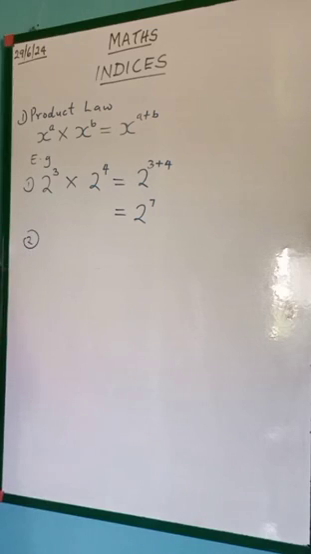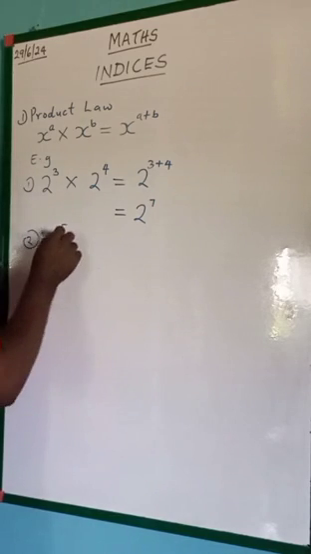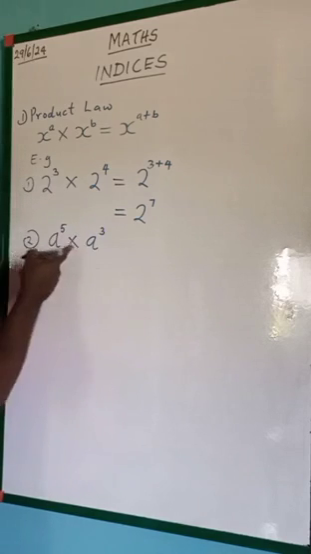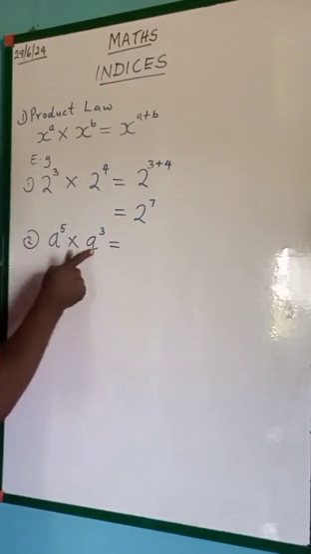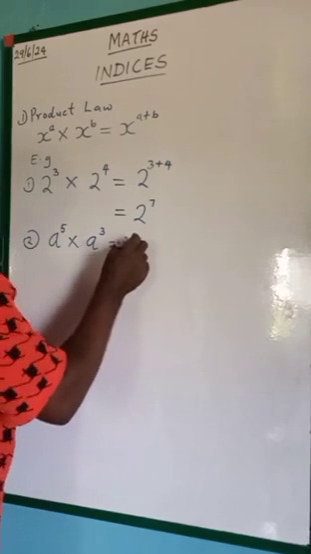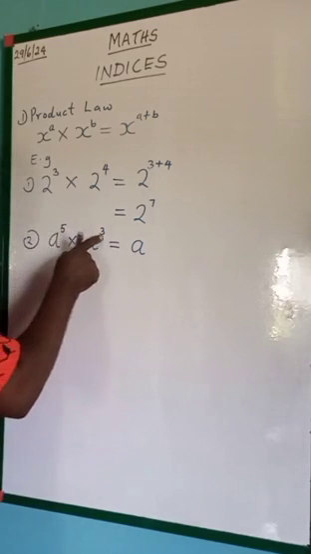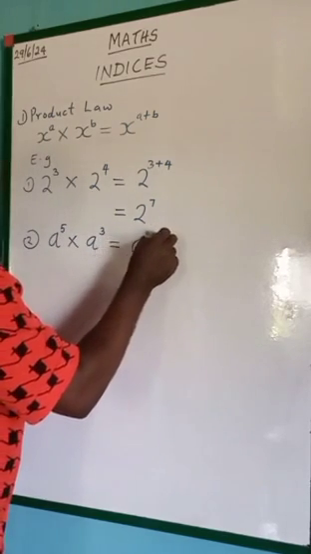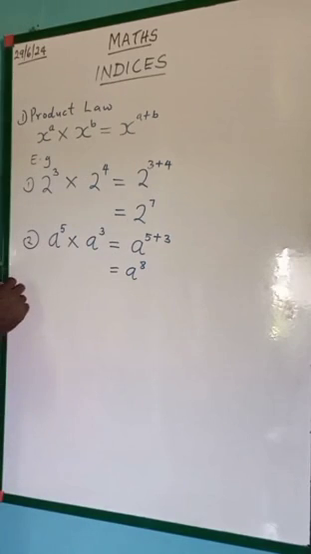Second example we can consider is if, for instance, we are having a raised to power 5 times a raised to power 3. If we follow the law, it means the foundation number, in this case a, then we take the powers, which are the index 5 and 3, we add them together, we now have a raised to power 8. Then let us look at the second law.